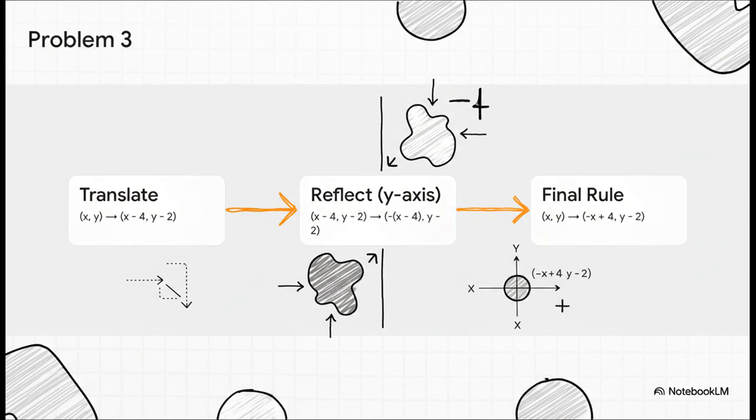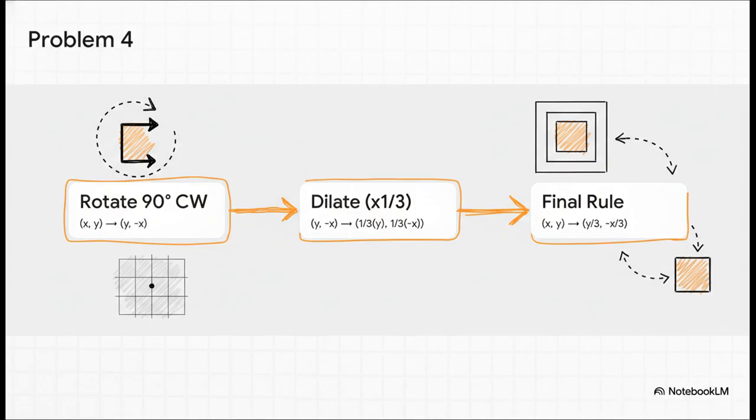That's how we get to our final rule of negative x plus 4, y minus 2. Seriously, watch out for that distribution. It's such a common mistake. Let's do another rotation and dilation, but this time with a fraction.